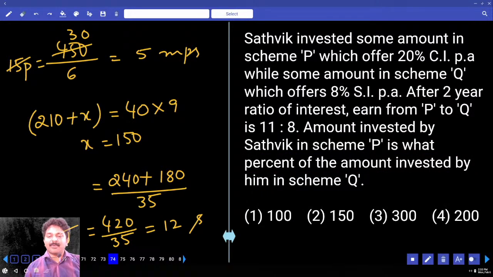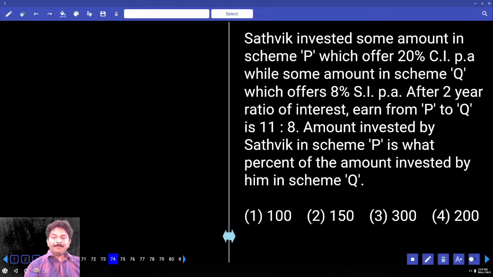Satvik invested some amount in scheme P, which offers 20% compound interest per annum, and some amount in Q, which offers 8% simple interest per annum. After 2 years, the ratio of interest earned from P to Q is 11:8. The amount invested by Satvik in scheme P is what percent of the amount invested by him in scheme Q?